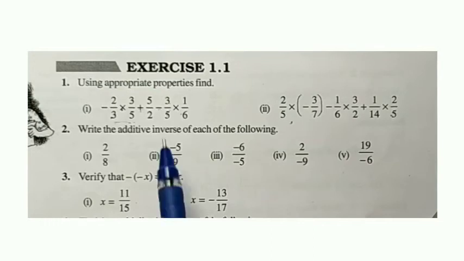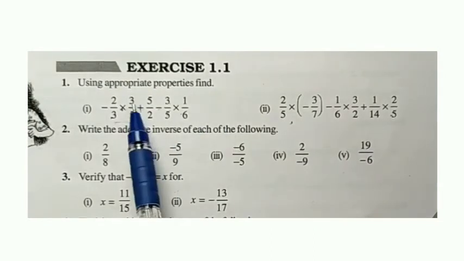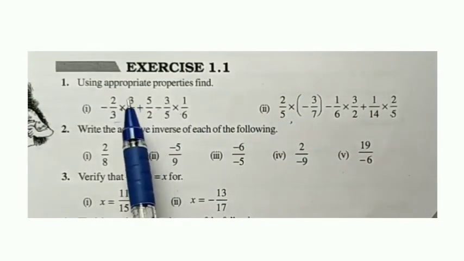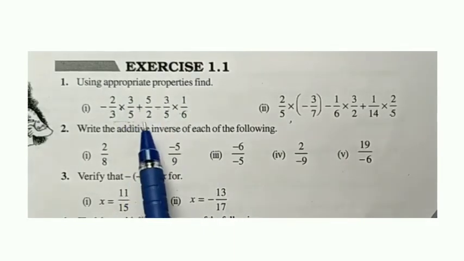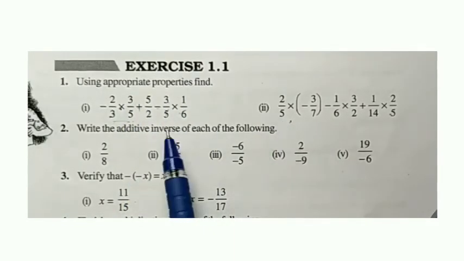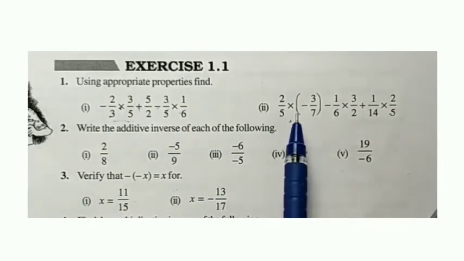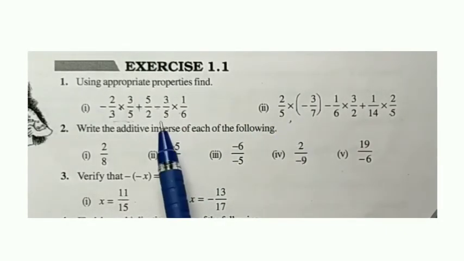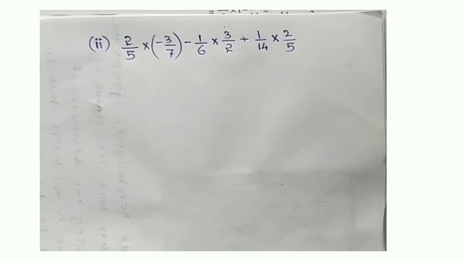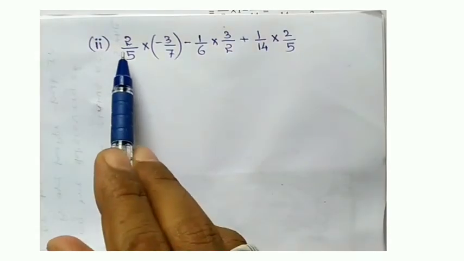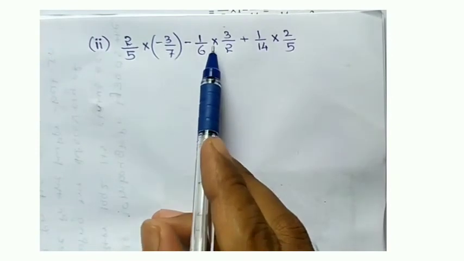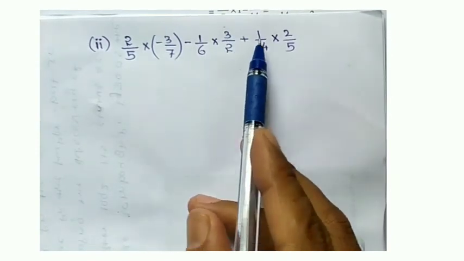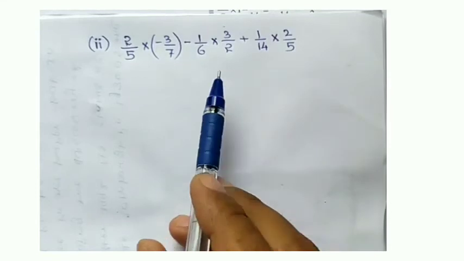Now going to solve exercise 1.1. In the first question they have given: using appropriate properties, find the sum. Here two sums are given. Of those I will do the second one, you try the first one. In the second question they have given 2 by 3 into minus 3 by 7, minus 1 by 6 into 3 by 2, plus 1 by 14 into 2 by 5.